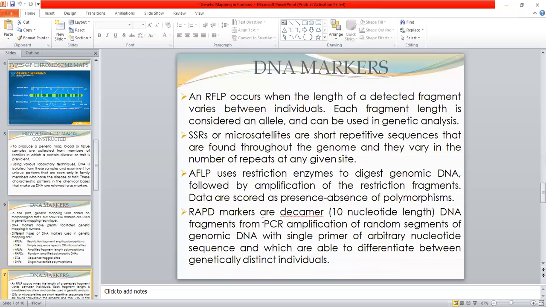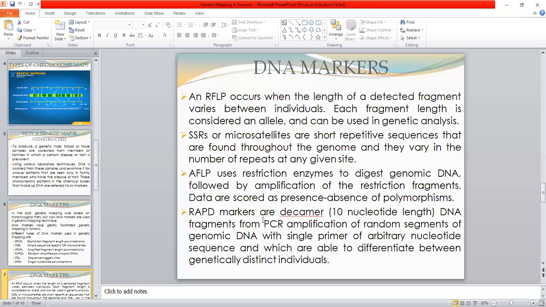A restriction fragment length polymorphism, or RFLP, occurs when the length of a detected fragment varies between individuals. Each fragment length is considered an allele and can be used in genetic analysis.